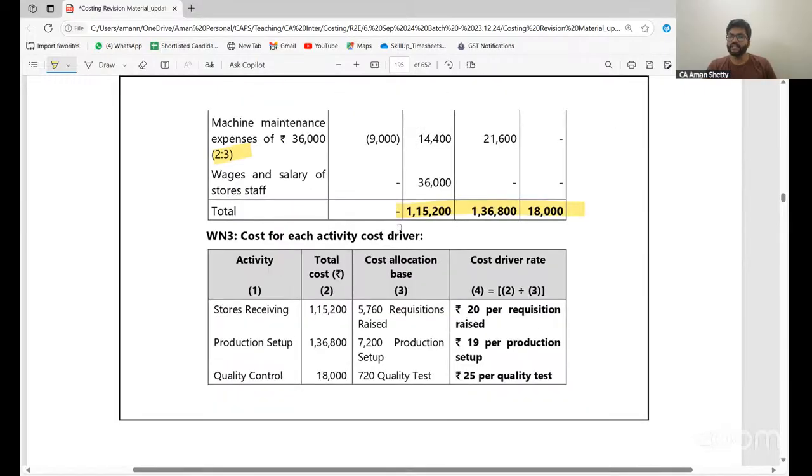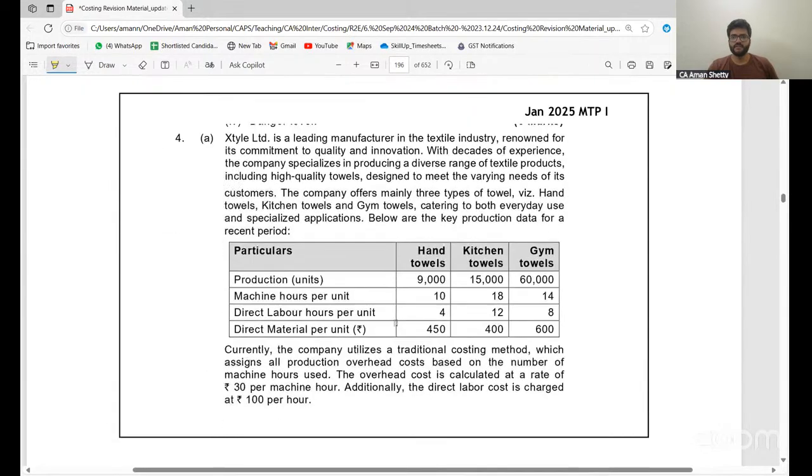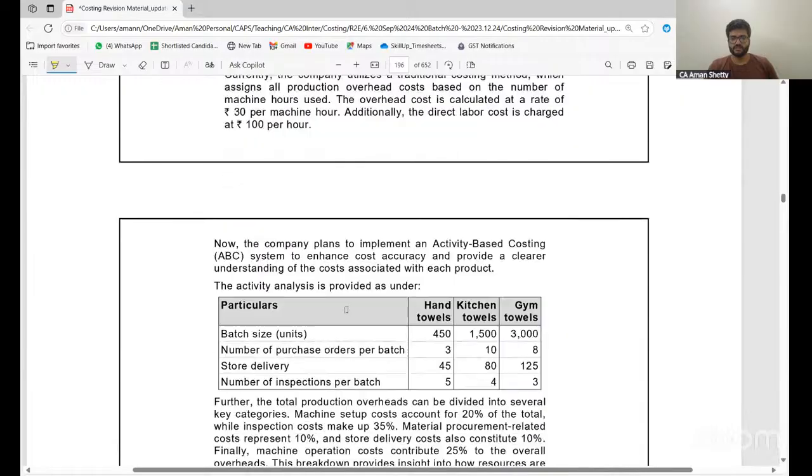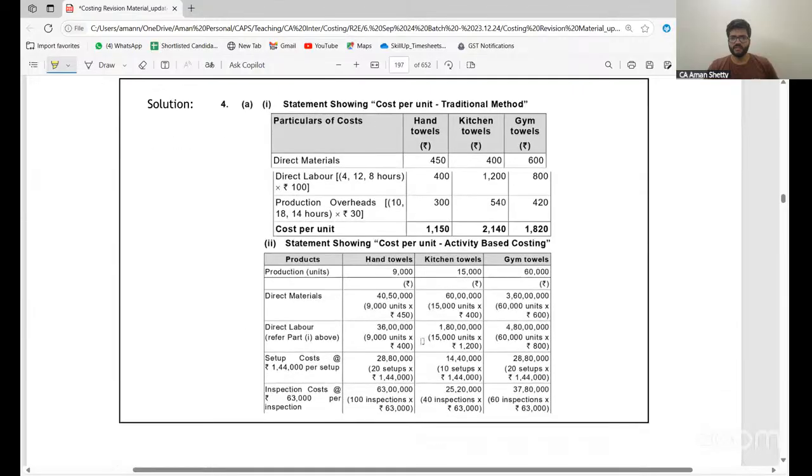Cost for each activity cost driver. So whatever pools you have identified here, 1,15,200, 1,36,800, 18,000, divide by each cost driver, right? Whatever the cost drivers are, and then find out what the cost driver rate is, right? Again, this is simple.